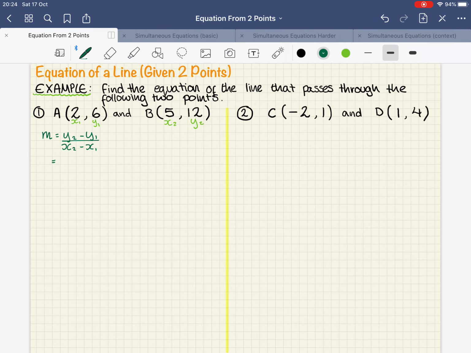So doing my substitution, I've now got 12 minus 6 over 5 take away 2, which is going to be 6 over 3, which is just going to give me 2. So that's my gradient that I'm working with. Then I need to use my equation of a line formula.